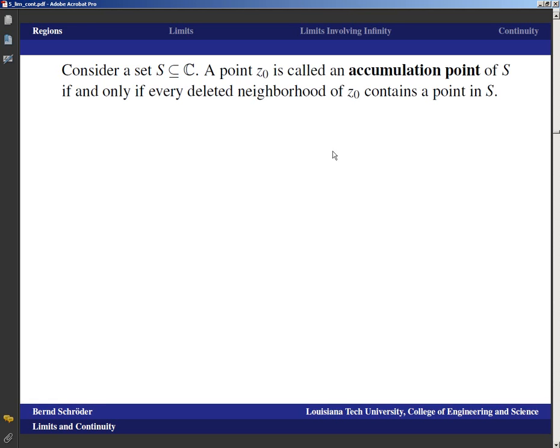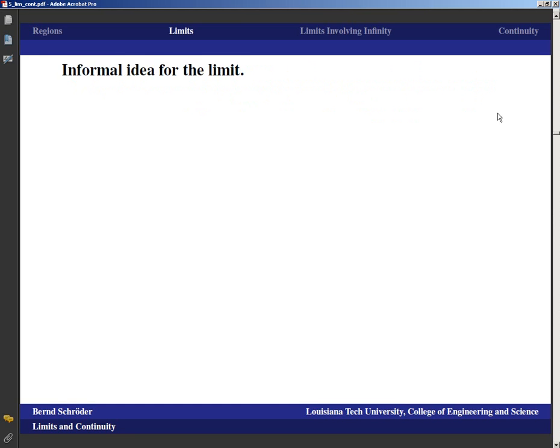And finally, a point z0 is called an accumulation point of S if and only if every deleted neighborhood of z0 contains a point in S. I don't think we'll actually have to worry about those accumulation points too much, but I think I included them in here for completeness' sake.